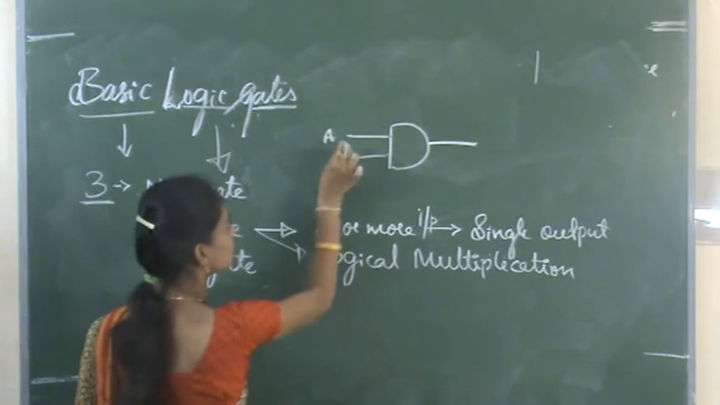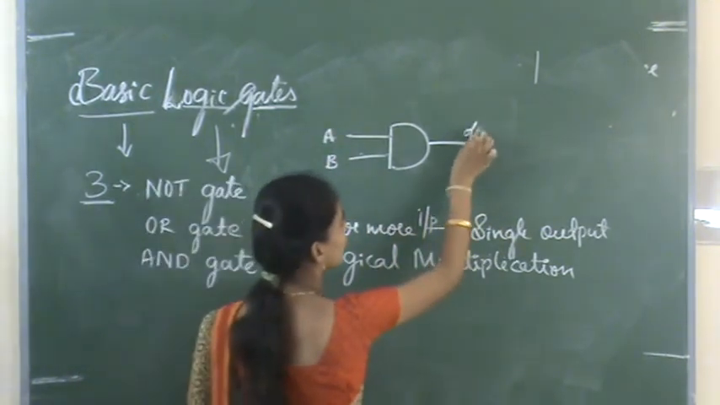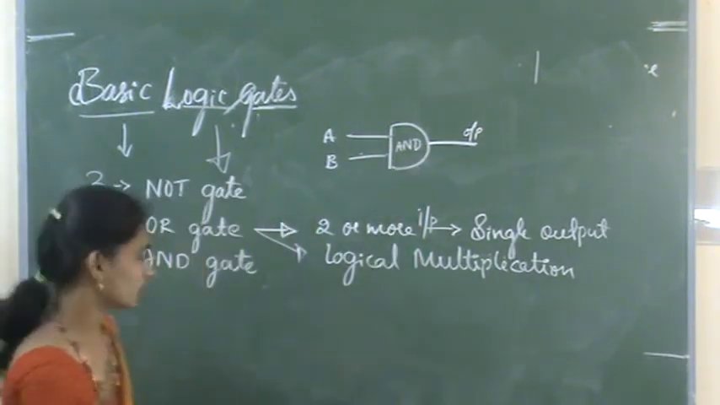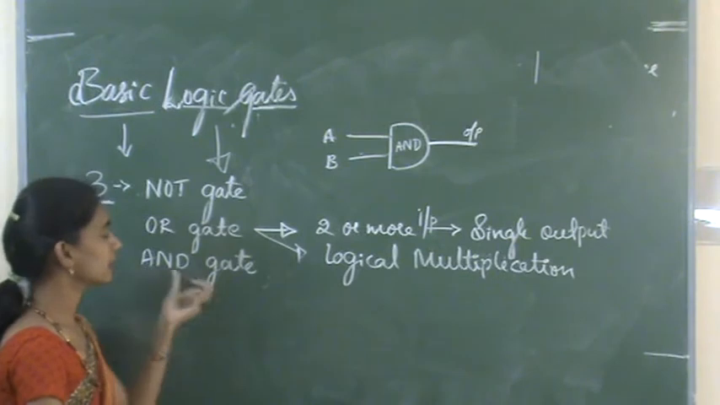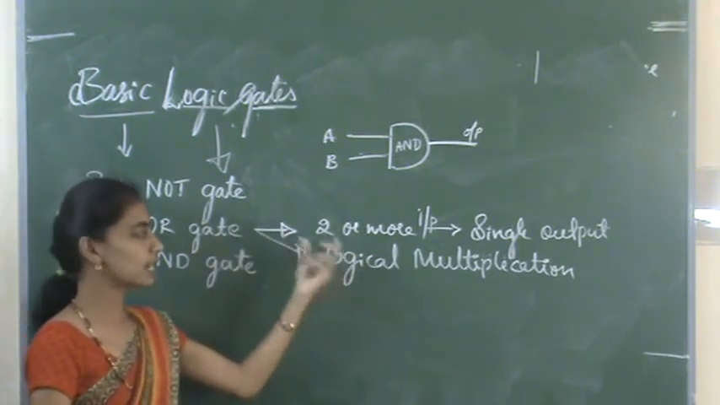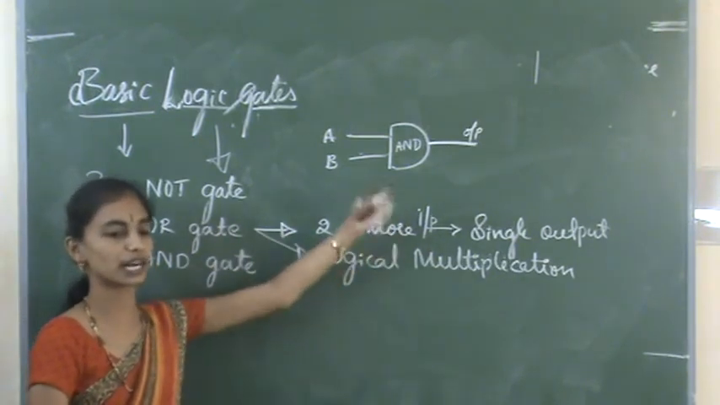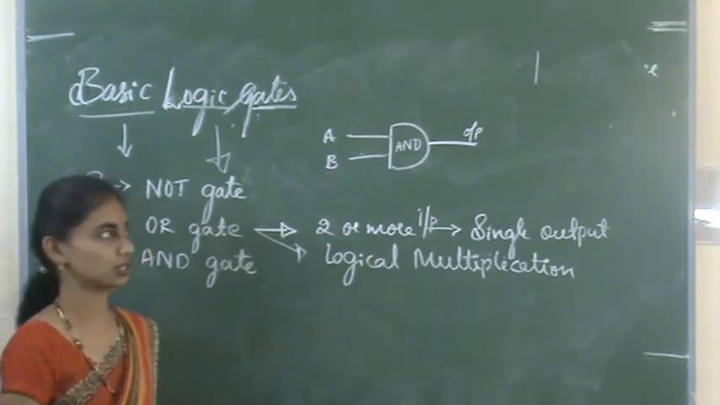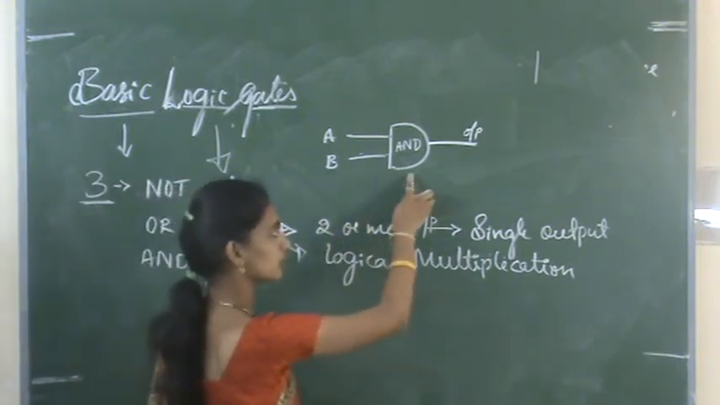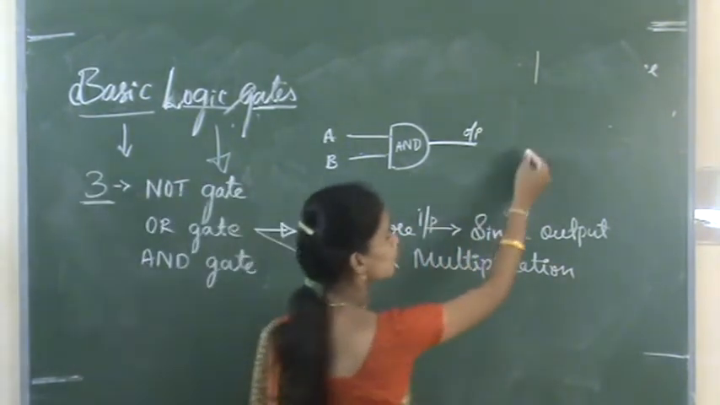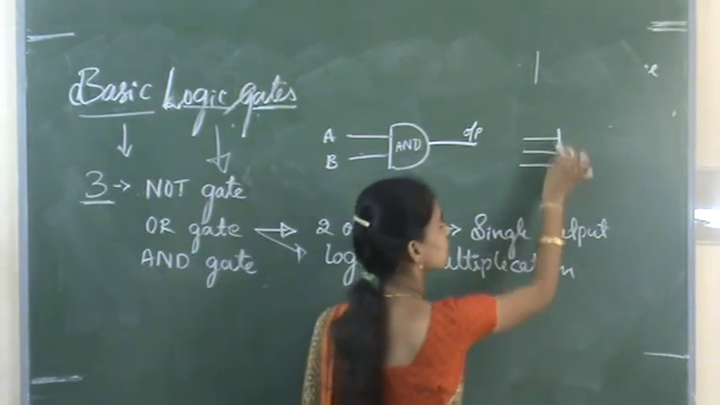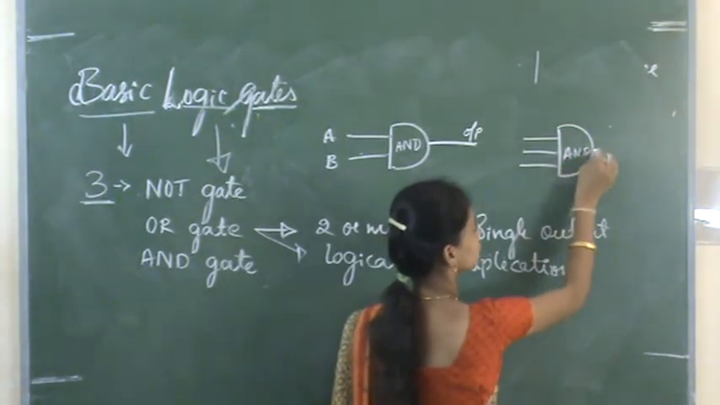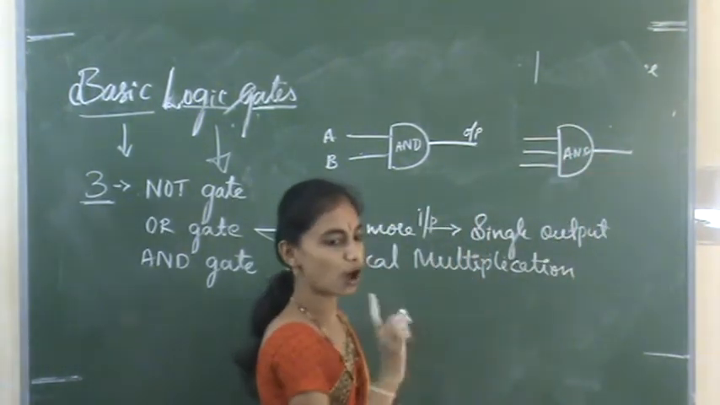So this is a symbol we are using for AND gate. The AND gate accepts two or more inputs to produce a single output, and it performs logical multiplication. Suppose we are providing 3 inputs, we can write it like this, and it produces only a single output.